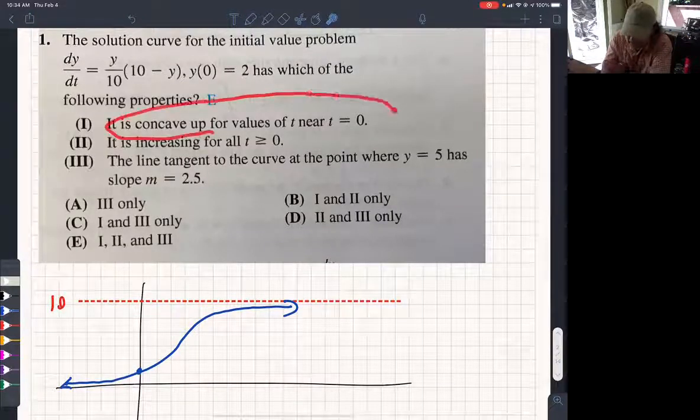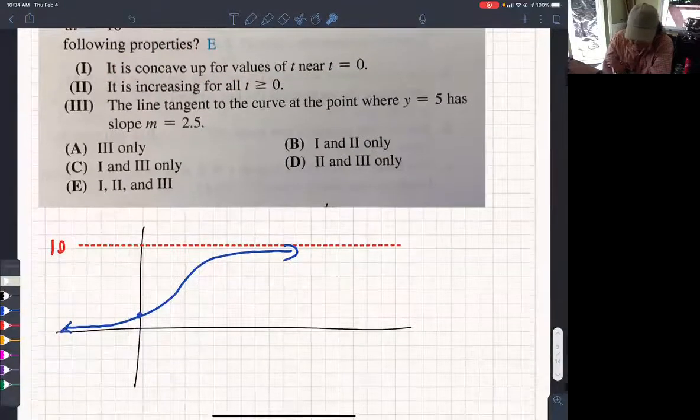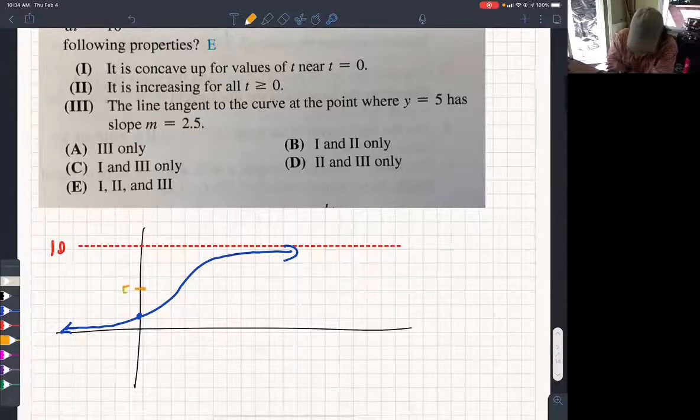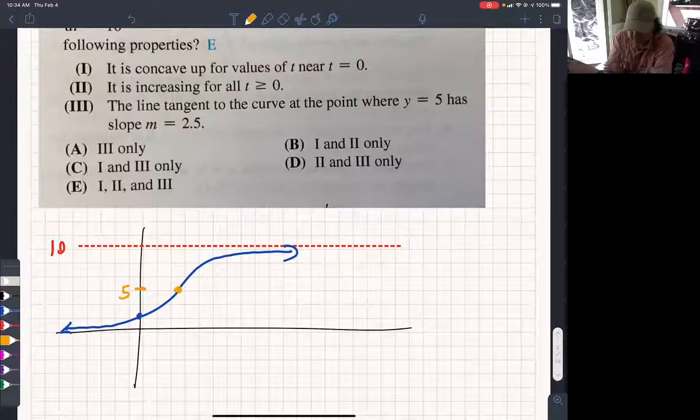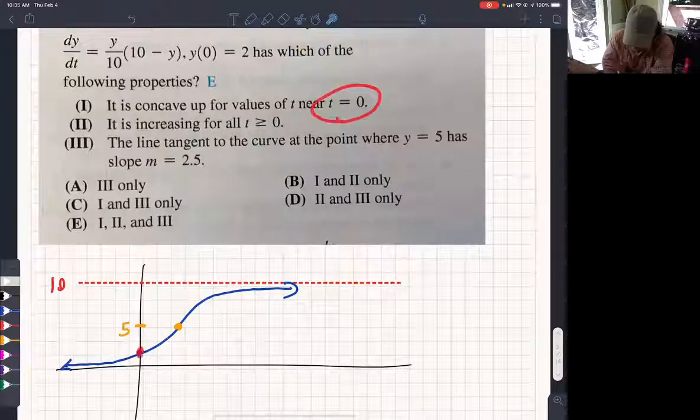The graph is concave up for values near 0. You should know it's concave up up to the maximum growth rate. The maximum growth rate occurs at 5. So at this point is the inflection point. Before that point, the graph is concave up. After that point, the graph is concave down. So clearly, at values near 0, you are definitely concave up.